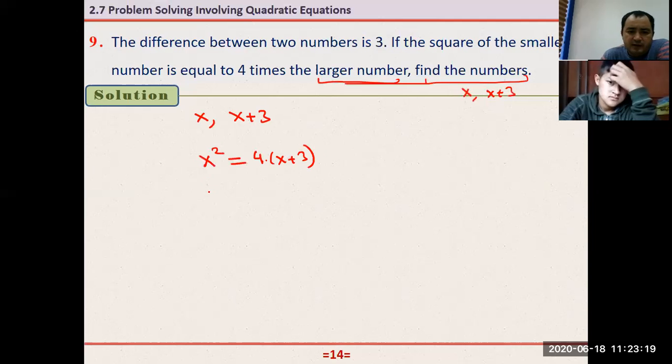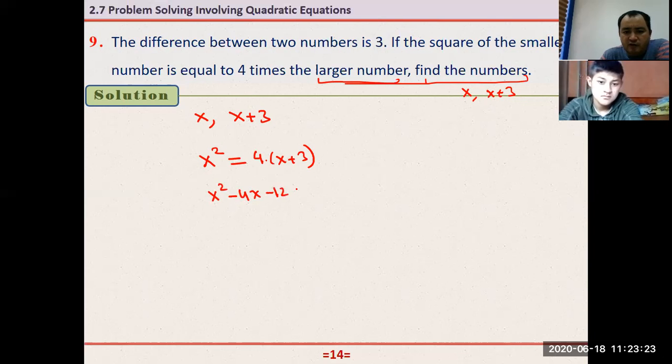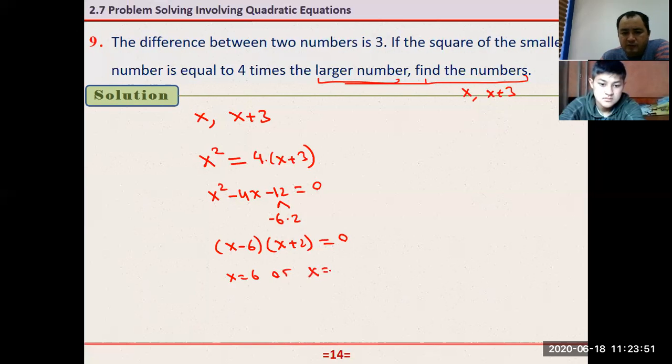Good, that's all. So x squared minus 4x minus 12 is equal to 0, right? So what are the two numbers? The product is negative 12: 6 times 2. Negative 6 and positive 2, right? So that is (x minus 6)(x plus 2) equals 0. So here x equals 6 or x equals negative 2.